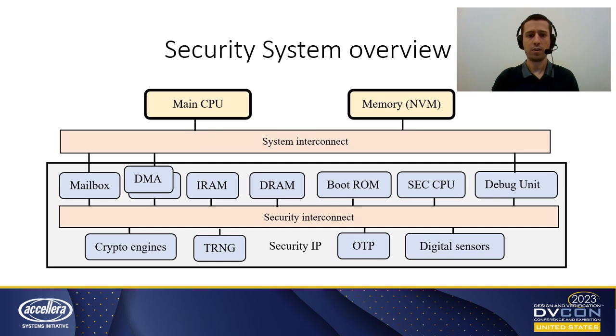In the upper half of the picture, you can see that the security IP is connected to the rest of the SoC through the system interconnect unit, which is usually some network on chip, and it's connected to all the blocks that it needs to protect. I didn't draw all blocks in this picture. I drew only two which I find most important: the main CPU and memory.